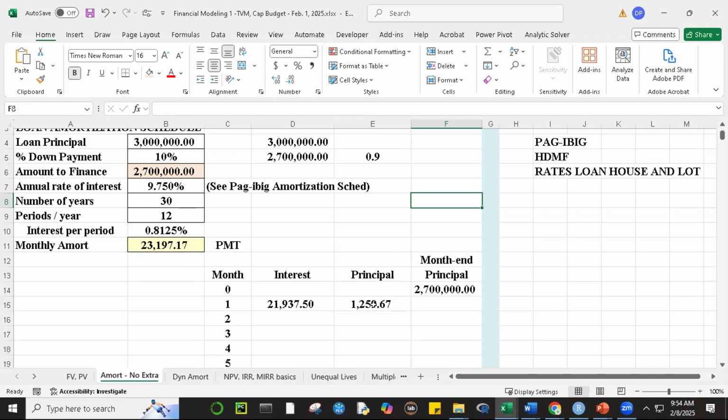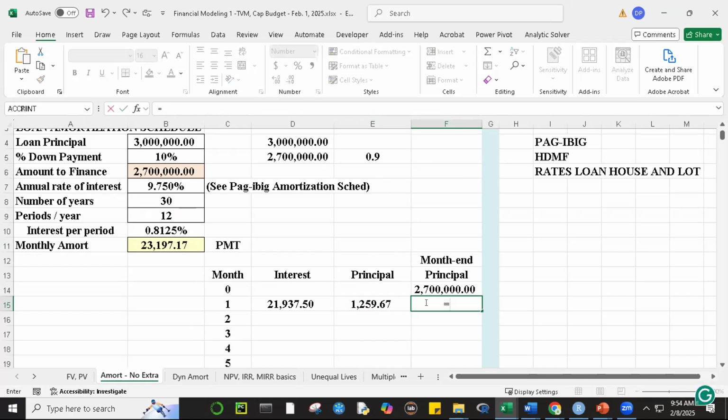Okay, so only around 1,200 will be reduced or subtracted from your month-end principal. So this will be equal to how much will be the balance of your loan? This amount minus whatever was deducted from your principal.